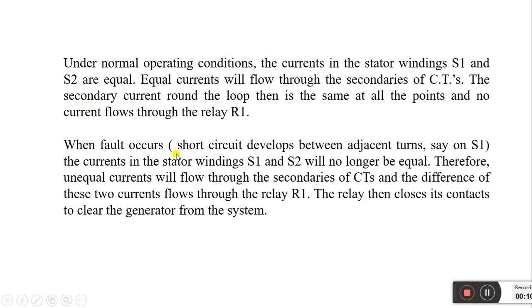Now when a fault occurs, or a short circuit develops between adjacent turns, say on S1, the currents in the stator winding S1 and S2 will no longer be equal. Therefore, unequal currents will flow through the secondaries of the CT, and the difference of these two currents flows through the relay R1. The relay then closes its contacts to clear the generator from the system.